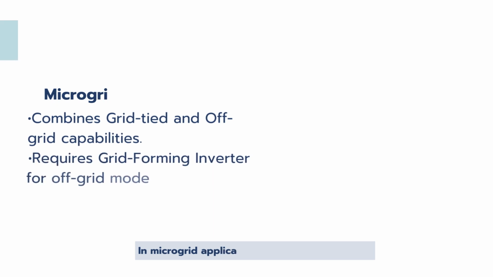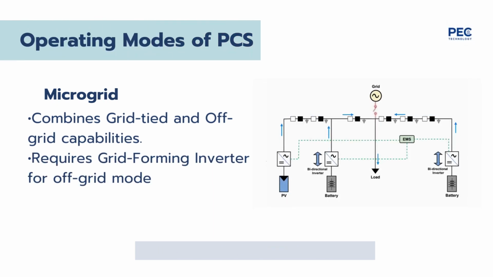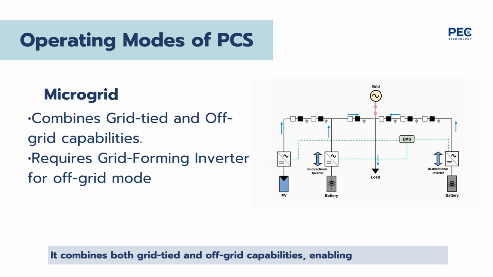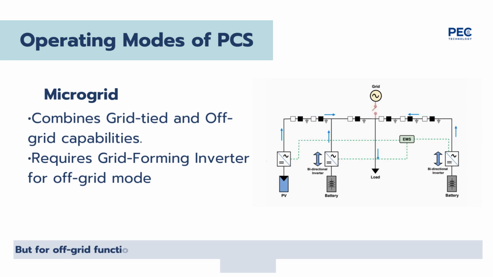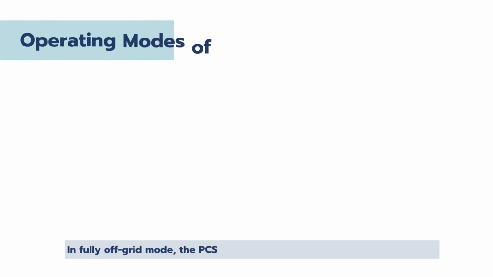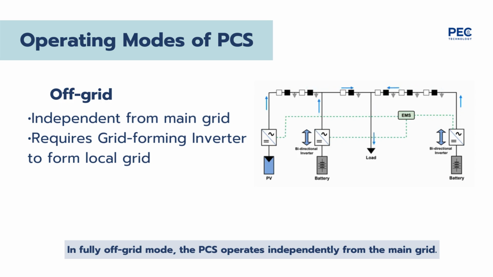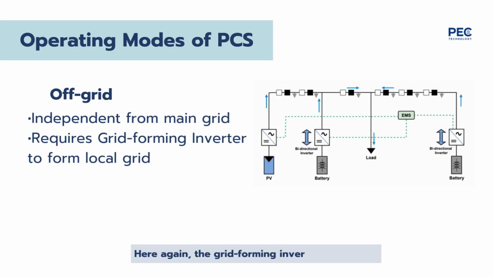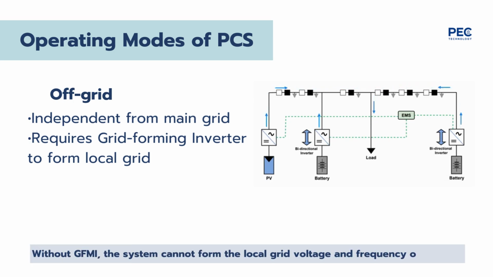In microgrid applications, PCS plays a vital role. It combines both grid-tied and off-grid capabilities, enabling flexible operation. But for off-grid functionality, a grid-forming inverter is required to establish and maintain the local grid. In fully off-grid mode, the PCS operates independently from the main grid. Here again, the grid-forming inverter is essential. Without GFMI, the system cannot form the local grid voltage and frequency on its own.